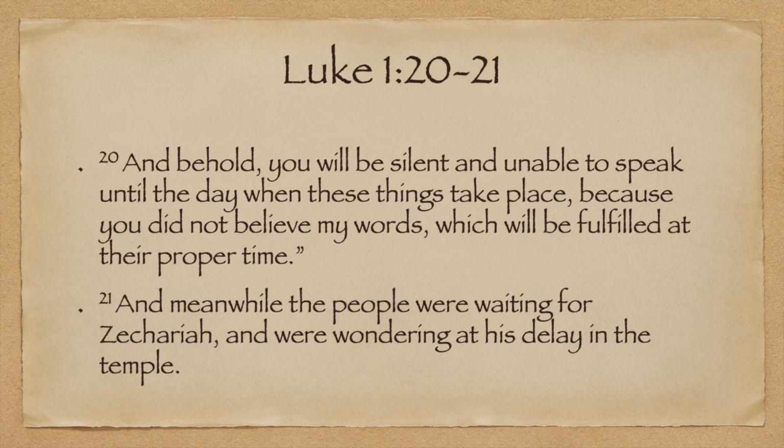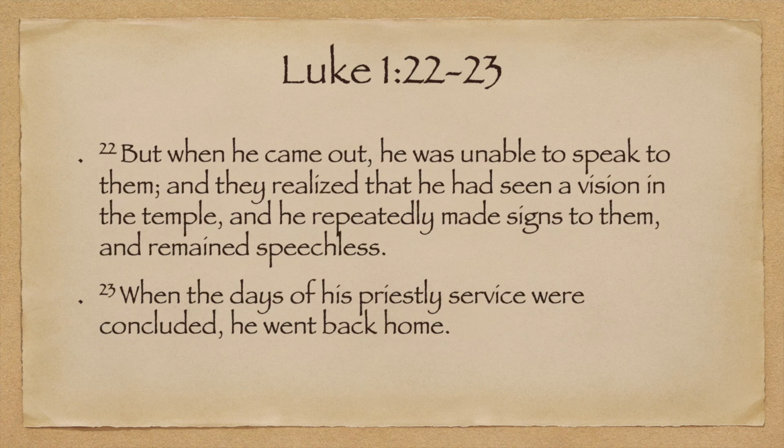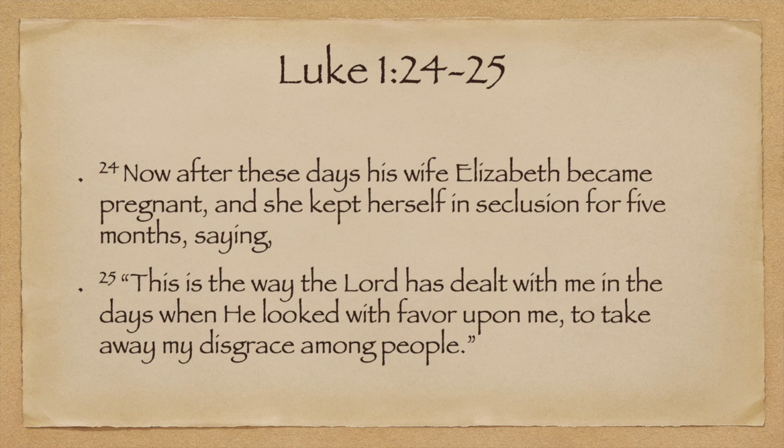And meanwhile, the people were waiting for Zechariah and wondering at his delay in the temple. But when he came out, he was unable to speak to them, and they realized that he had seen a vision in the temple, and he repeatedly made signs to them and remained speechless. When the days of his priestly service were concluded, he went back home. Now after these days, his wife Elizabeth became pregnant, and she kept herself in seclusion for 5 months, saying, "This is the way the Lord has dealt with me in the days when he looked with favor upon me, to take away my disgrace among people."